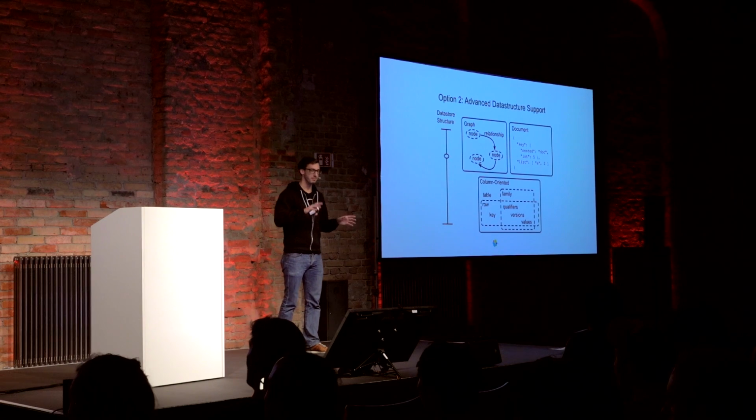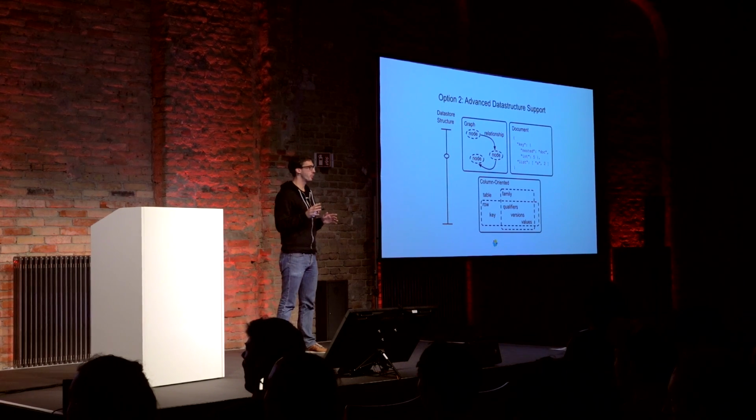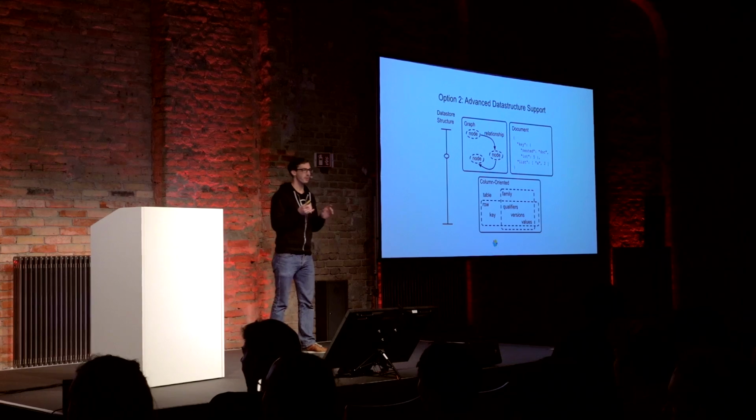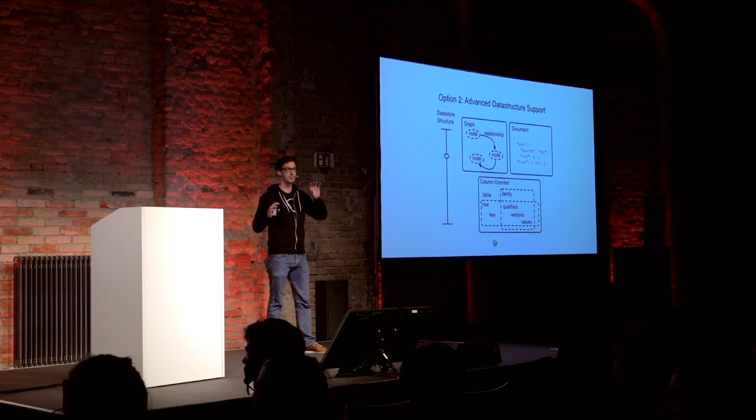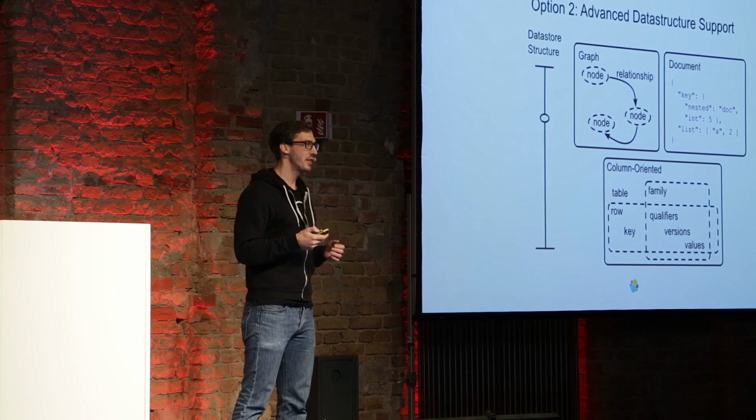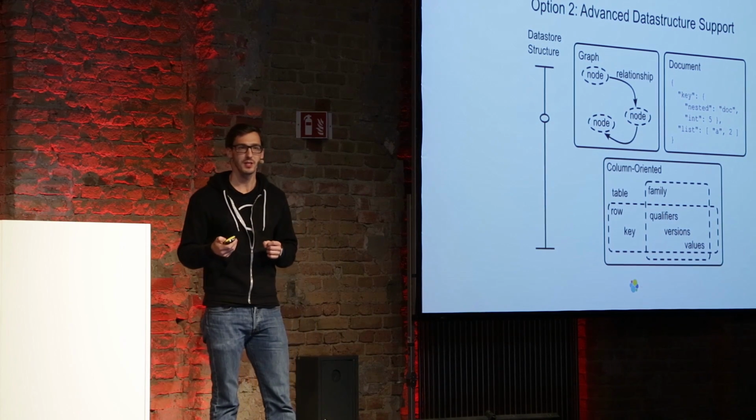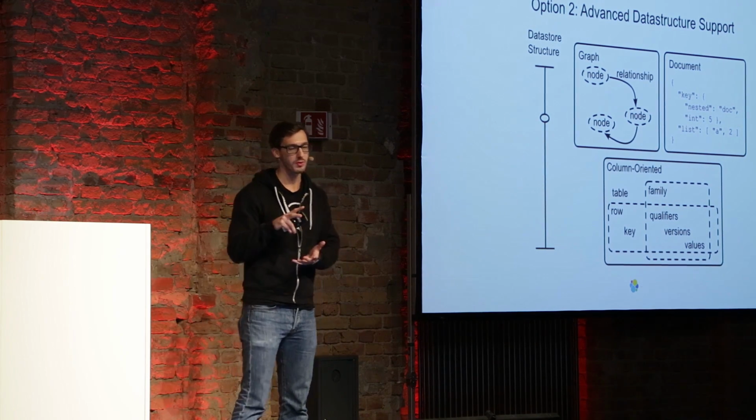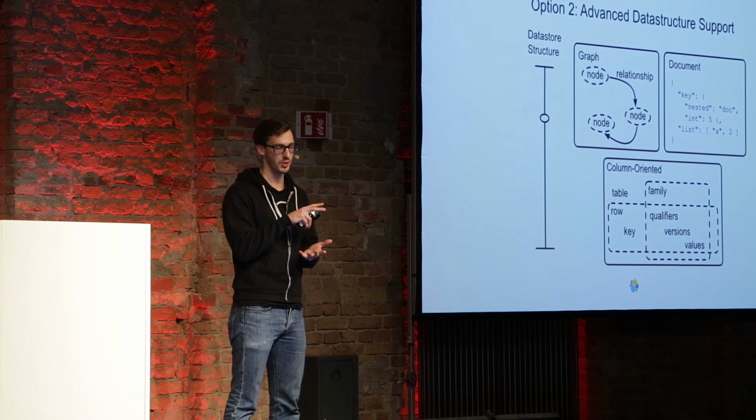Then there are advanced data structures, whatever you want to call them, stuff like graphs. Like you have different nodes and edges between them, and you want to find the shortest path between these nodes. Or documents. Now JSON documents, because JSON is super popular in the IT world, so everybody needs to store JSON and query stuff with JSON.